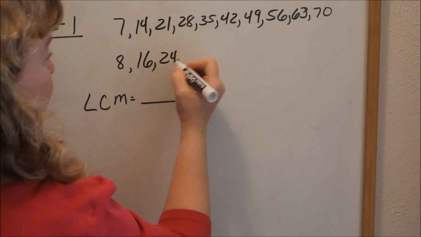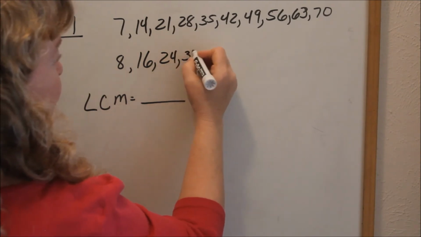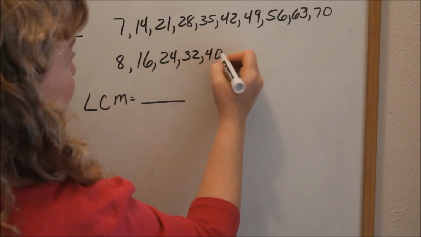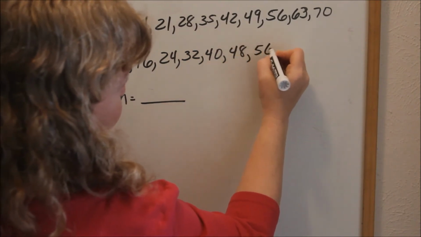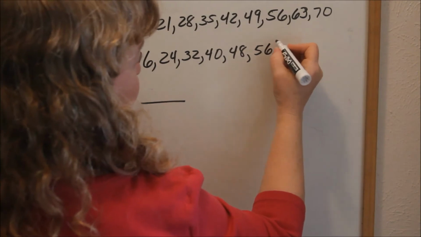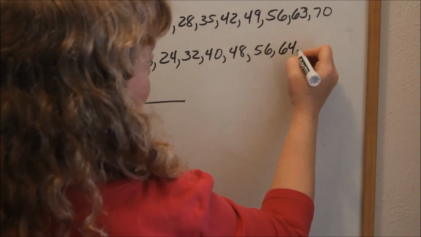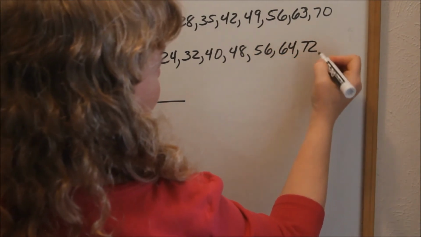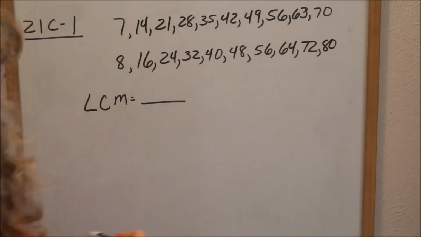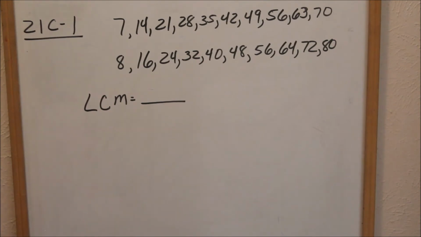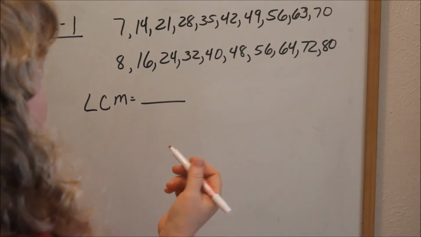Okay, now skip counting by 8, meaning I'm adding 8 every time. 16, 24, 32, 40, 48, 56, 64, 72, 80. Okay, now the book is wanting you to circle all the numbers that they have in common.